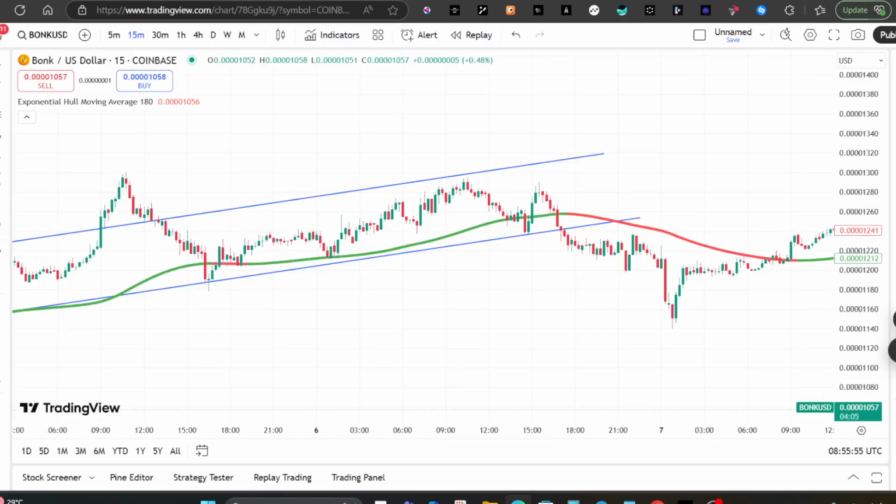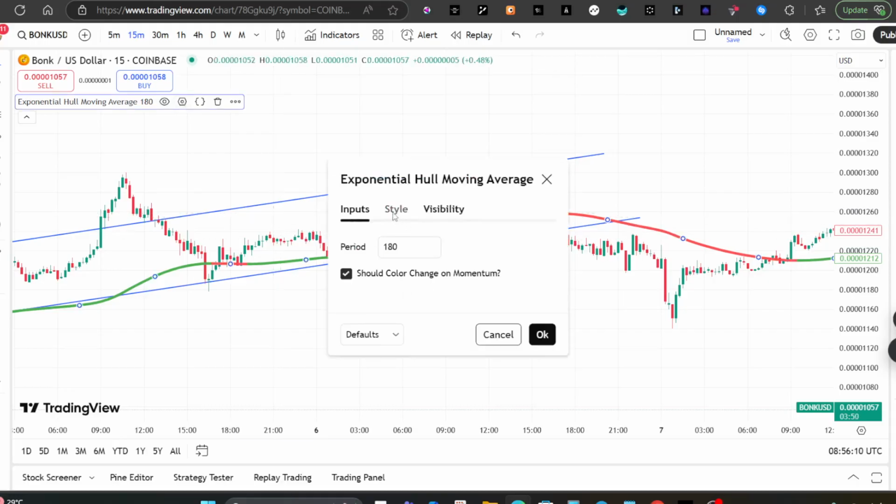now let's talk about the best settings for different trading styles. There is no one size fits all settings, but here are some general guidelines. For scalping, you can actually use a 9 or 13 period EHMA on the 1 minute or 5 minute chart. Okay, this one will help you to catch quick short-term moves.